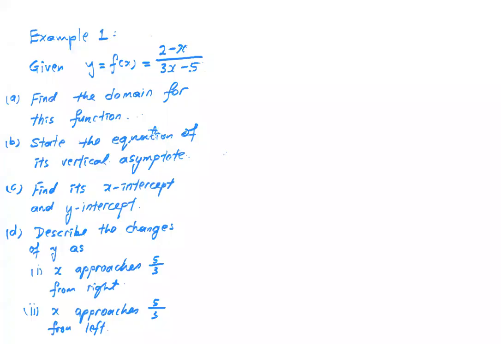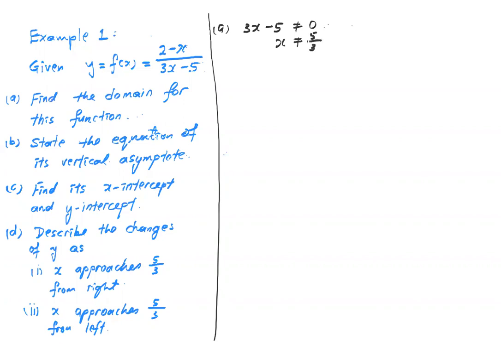Then, okay, so I will discuss part A. Before I start to write what is the domain, if you can get it straight away, you can straight away write down the domain. So for part A, I will say 3x minus 5, that is the bottom, cannot be equal to 0. So my x cannot be equal to 5 over 3. So therefore, the domain is equal to x.